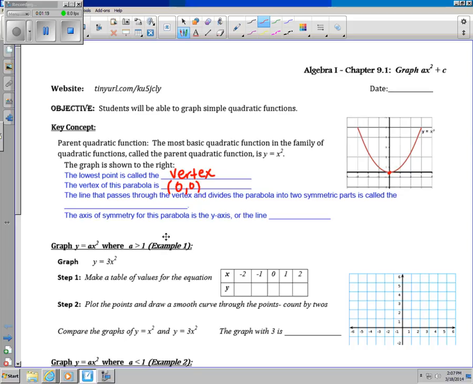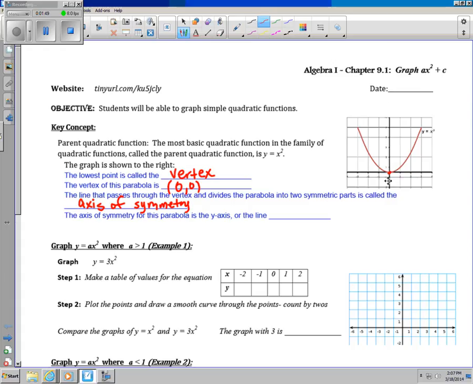Okay, all right. The line that passes through the vertex and divides the parabola into two symmetric parts, this line right here, is called the axis of symmetry. And we will be using this term a lot. We'll be using the vertex and the axis of symmetry to graph a lot of these parabolas. So that would be this line right here that perfectly divides this parabola in half.